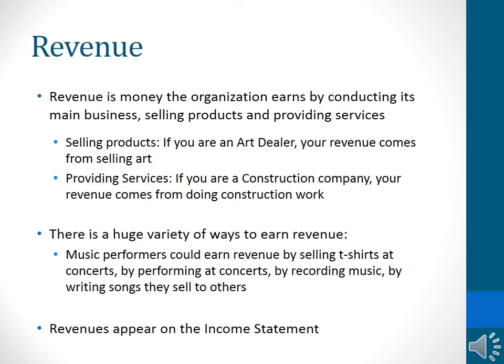Revenue accounts track the amount of money a company earns by conducting its main business. Selling products, providing services, or doing both things are the common sources of revenue. Selling products is selling tangible things. An art dealer sells art, paintings, and sculptures. Providing services might be, for a construction company, revenue from doing construction work like building a house. An art dealer might also provide services if they restore paintings or clean frames or do things like that.